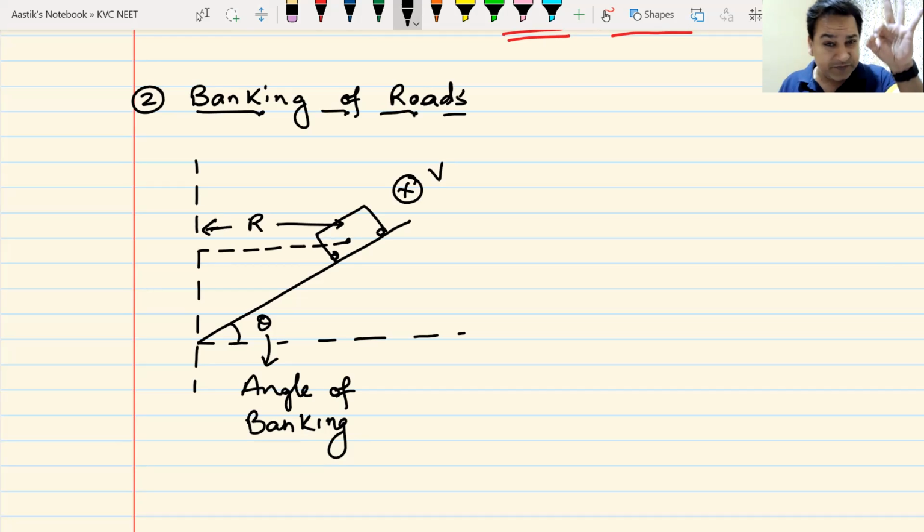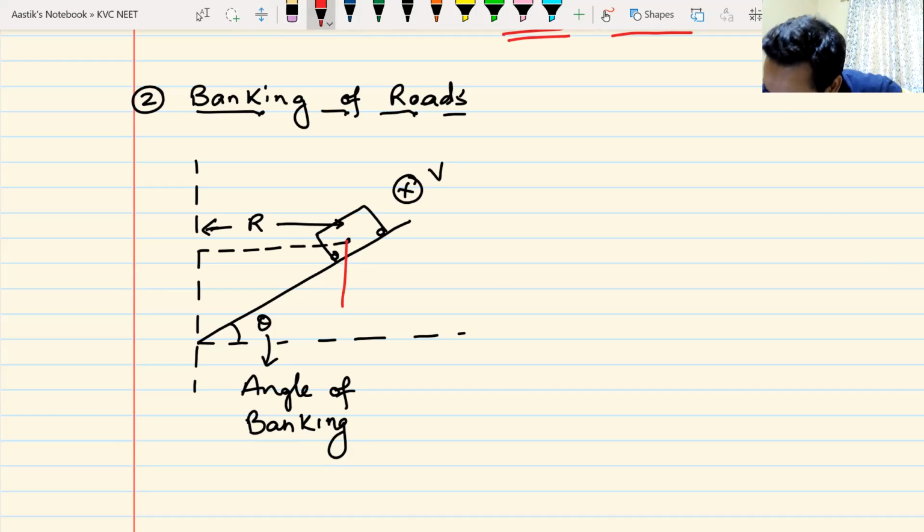Now, if I have to draw the free body diagram of this vehicle, the weight mg goes down. I can't change the direction of this weight. But when I had a flat road, the normal reaction was going vertically upward. It was not doing anything good. We were only balancing the weight. But when I tilt the road, this normal reaction now goes like this. It is perpendicular to the road.